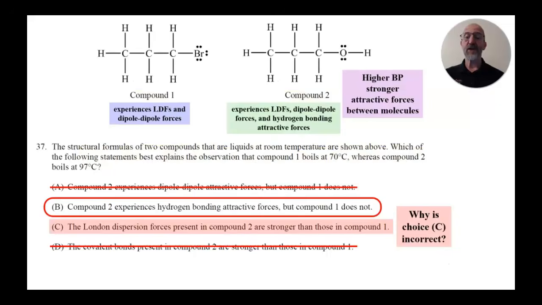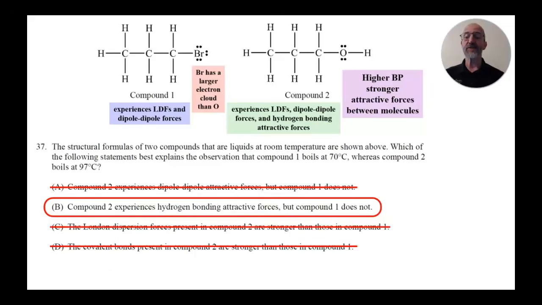Let's focus our attention on oxygen versus bromine. Now, oxygen has 8 electrons, whereas bromine has 35 electrons. So it turns out that bromine has a larger electron cloud than oxygen. So saying that the London dispersion forces present in compound 2 are stronger, that part is actually incorrect. So the correct answer to question 37 is choice B. Compound 2 experiences hydrogen bonding attractive forces, but compound 1 does not.